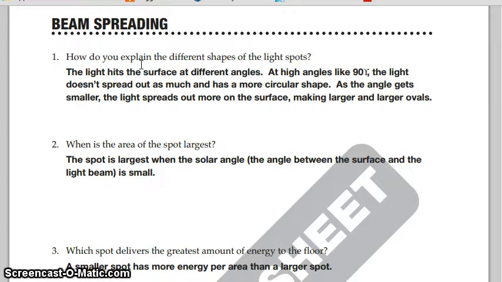When we tipped the flashlight to the side and we got a smaller angle, it gave us an oval shape or an elongated circle. So we could see here in the answer, as the angle gets smaller, the light spreads out more on the surface, making it larger and more of an oval. When is the area of the spot the largest? The spot's the largest when the solar angle is the smallest. As we tip the light more, it makes a larger oval. When we shine the light straight on, it makes a very, very small condensed spot.